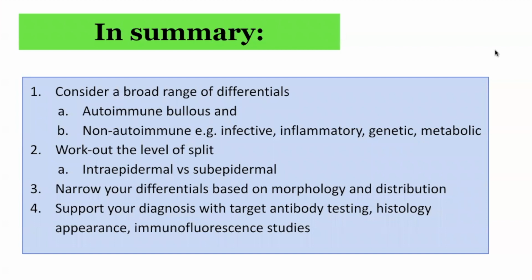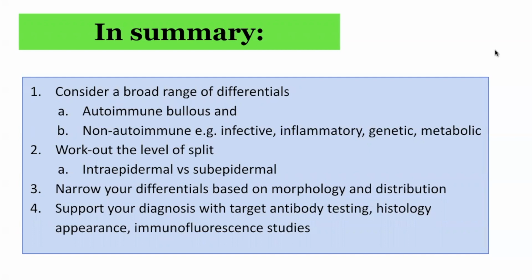So in summary, how do we approach a case presenting with blistering eruption, such as with vesicles or multiple bulla? First of all, we need to consider a broad range of differentials, including autoimmune bullous disorders as well as non-autoimmune bullous disorders, such as infective, inflammatory, genetic, metabolic. If we don't keep an open mind when considering the differential diagnosis, we may miss the key diagnosis. The second step is to work out the level of split.